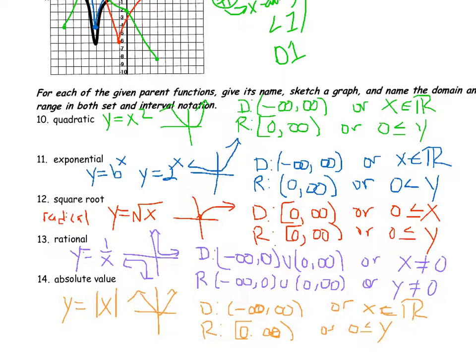So there you have the rest of your review. You've got all of your parent functions, your transformations, absolute value. Make sure you go through and do these a couple times until you feel really comfortable with the problems, and you're not having to look at your notes or look up any other information.